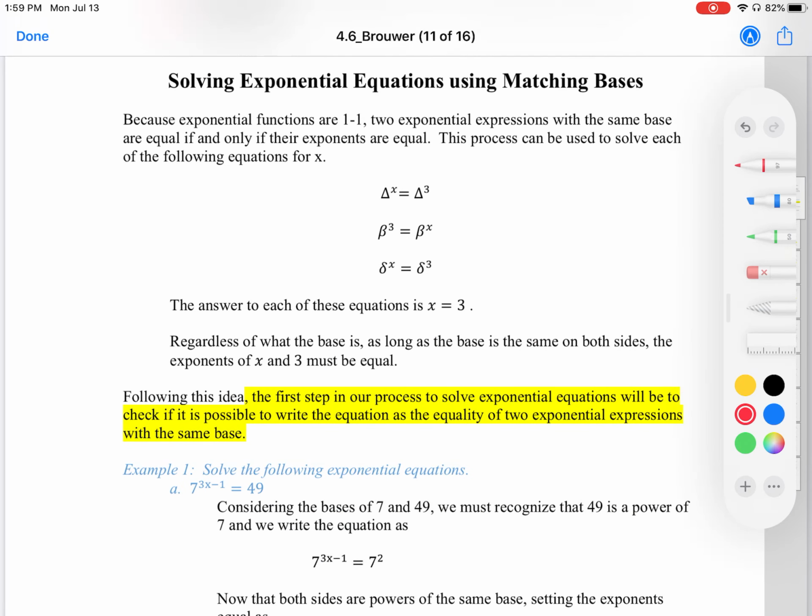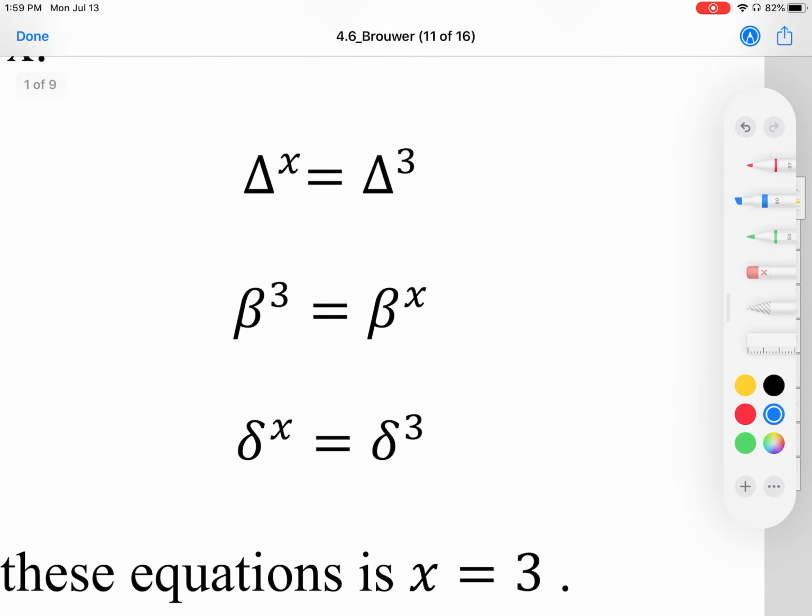Solving exponential equations using matching bases. Because exponential functions are one-to-one, two exponential functions with the same base are equal if and only if their exponents are equal. This process can be used to solve each of the following equations for x. Do you see here how we have that same base? For this one we have a triangle, which is a delta. This one we have a beta. Here we have, I believe, a sigma.